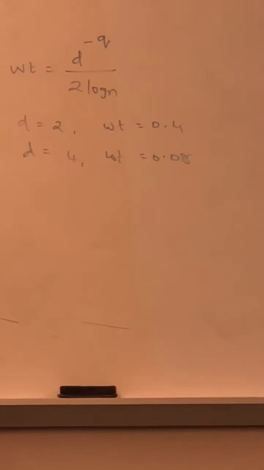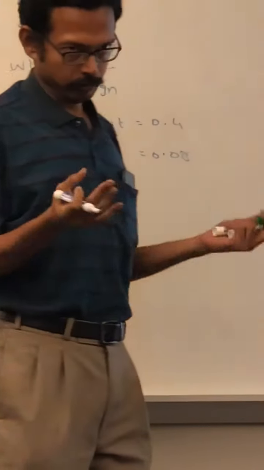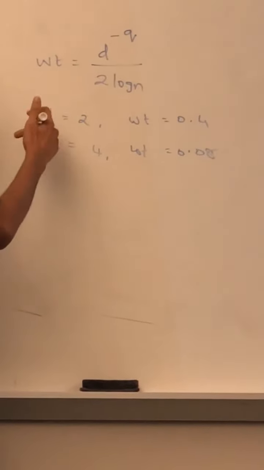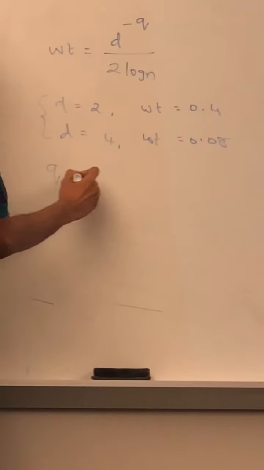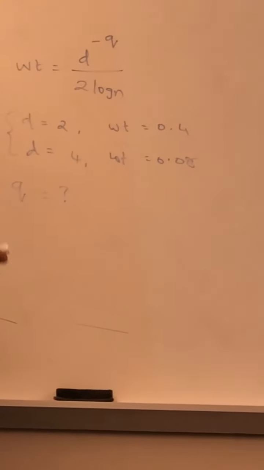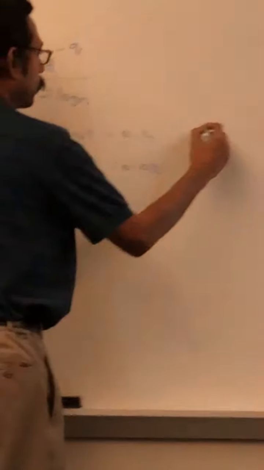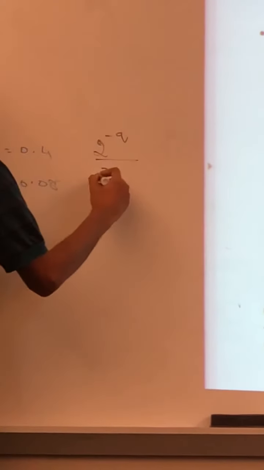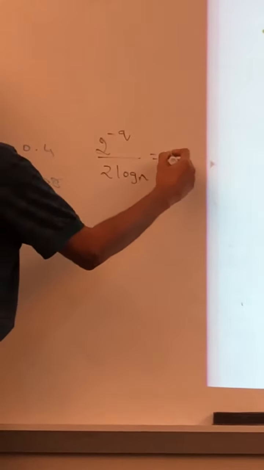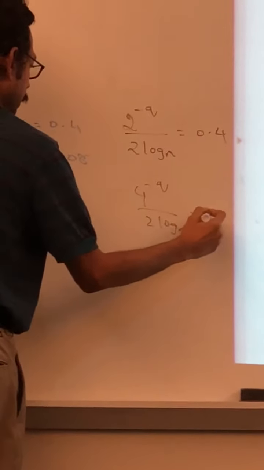So given this, the number of nodes is not given. You have to still handle that. So given this information, we need to find the dimensionality, q. Okay, so how can we handle this? It's going to be again just playing with the formula. So if the distance is 2, 2 raised to negative q divided by 2 log n is 0.2. If the distance is 4, 4 raised to negative q divided by 2 log n is 0.08.